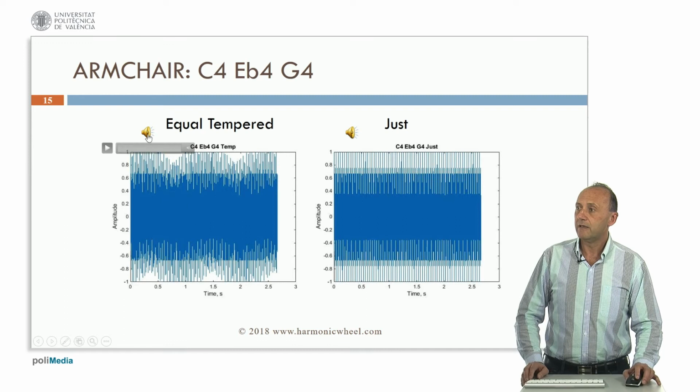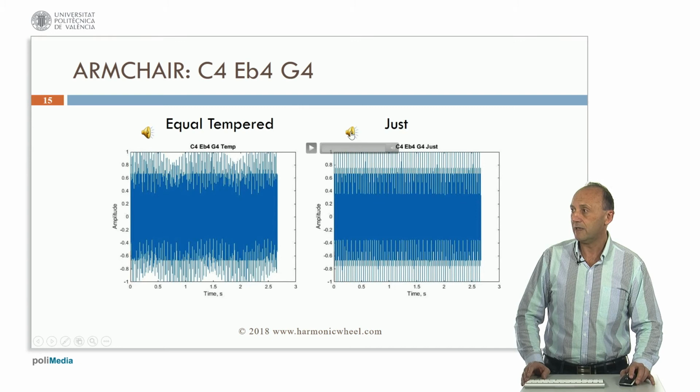Now a minor chord, C minor, equal temperament. The beats are smaller, but they are still present, while in just intonation, there are no beats. Again, equal temperament, and just intonation.